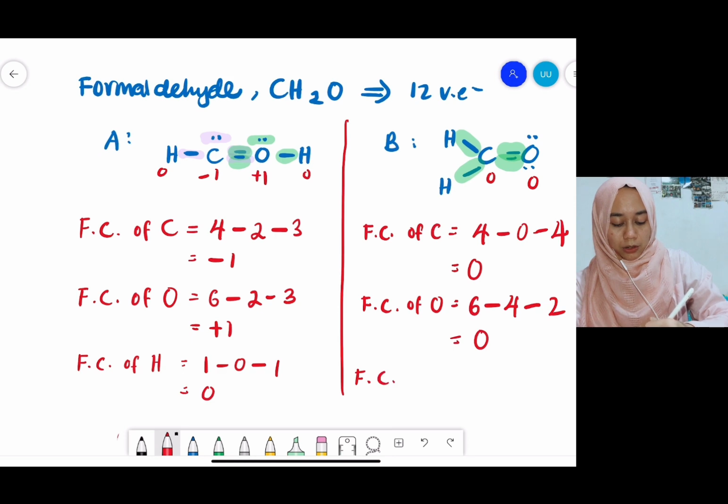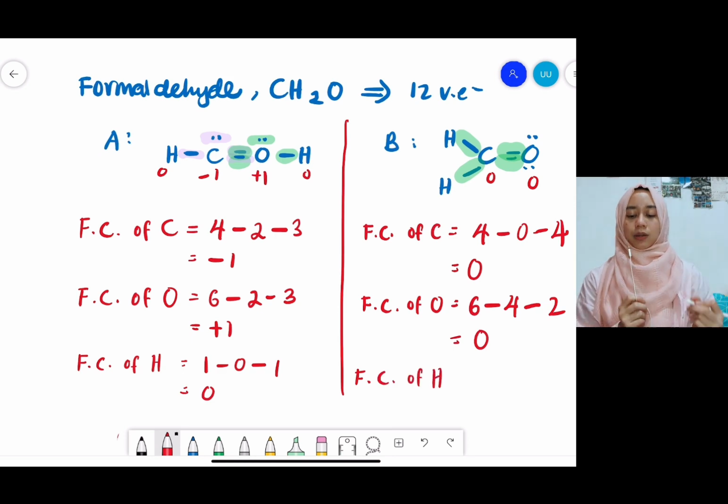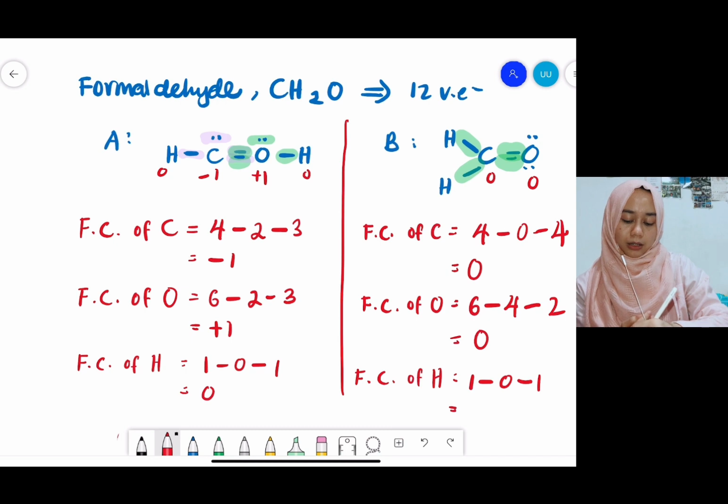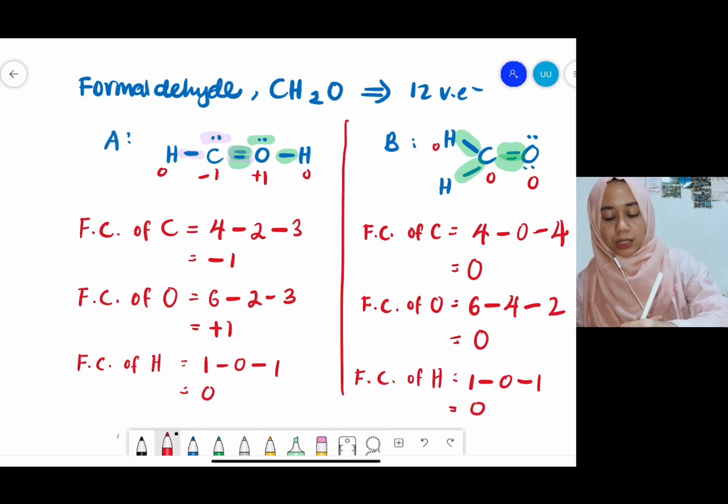Formal charge untuk both hydrogen pula, sebab dua-dua tu hydrogen dia sama. Okay, sebab dua-dua ada satu bond. So, dia sama yang macam tadi lah, macam dekat figure A tadi. 1 minus 0 minus 1, you get 0. So, hydrogen kat sini pun dua-dua 0.